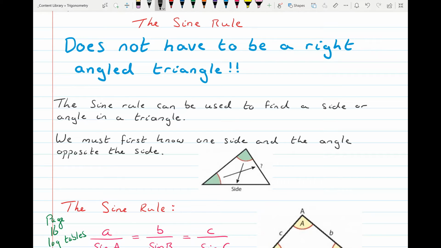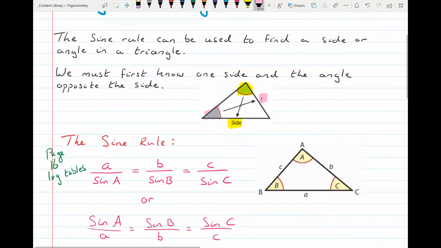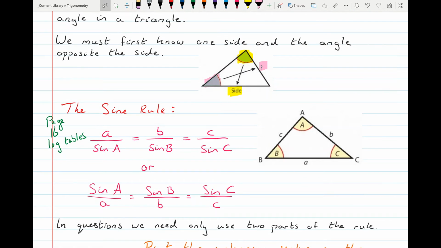in a triangle. To use it, we need to know the length of one side and the size of the angle opposite it. If we look at this diagram, we know one angle at the top of the triangle and we know the length of the side opposite it. We know this angle to the left and we do not know the length of the side opposite. Since we know one side and the angle opposite, we can use the sine rule to find the length of that unknown side.